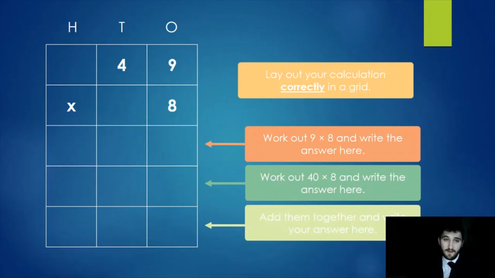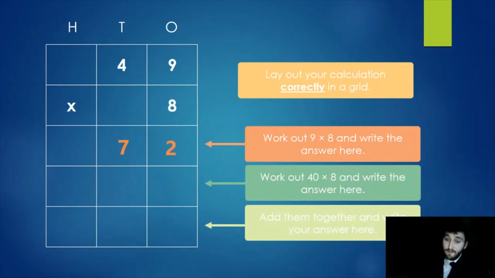So work out first my ones. So 9 times 8. Well, I know that 8 times 8 is 64. If I add another one, it must be 72. In my ones column, I'm going to put my 2. In my tens, I'm putting my 70.